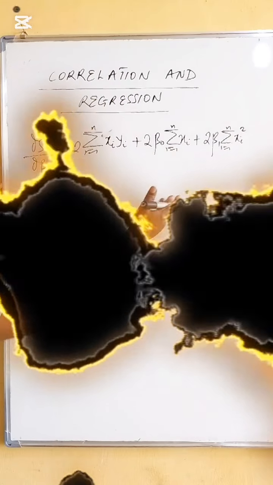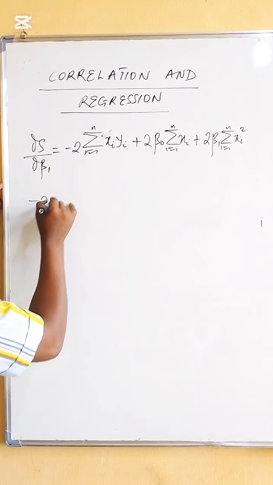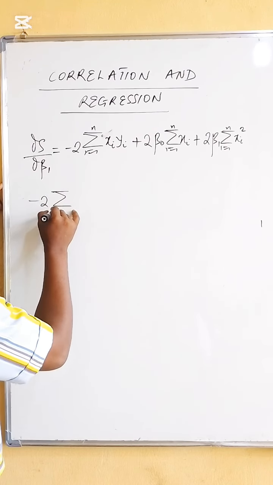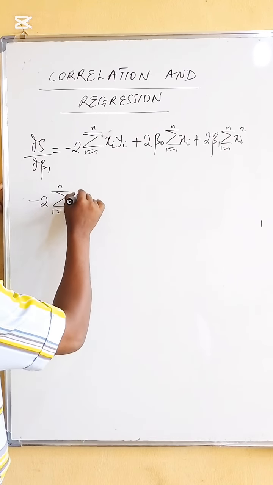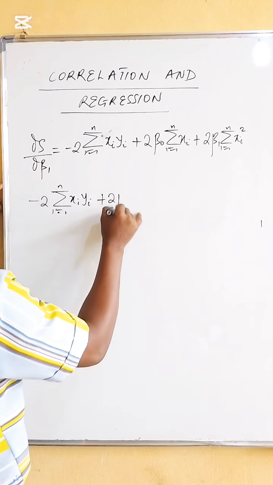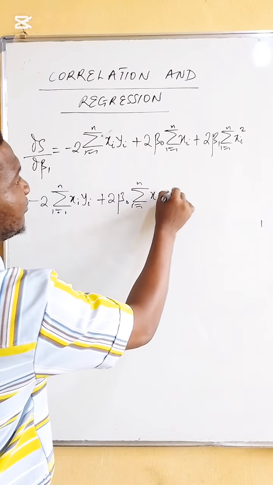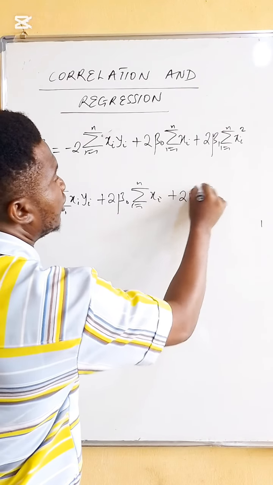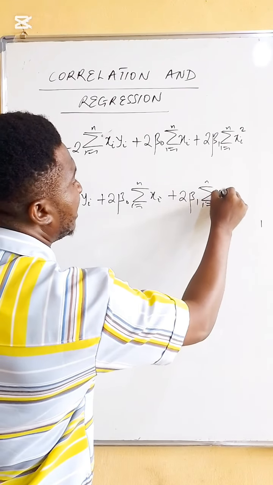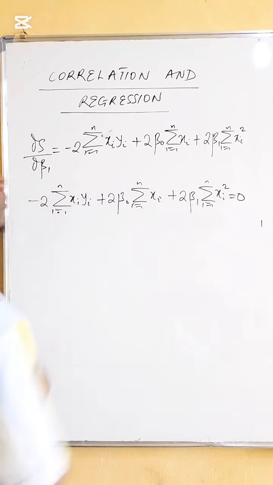Now we are going to equate this to 0, and that will mean minus 2 summation from i equals 1 to n xi yi plus 2 beta naught summation i equals 1 to n xi plus 2 beta 1 summation i equals 1 to n xi all squared equals 0.